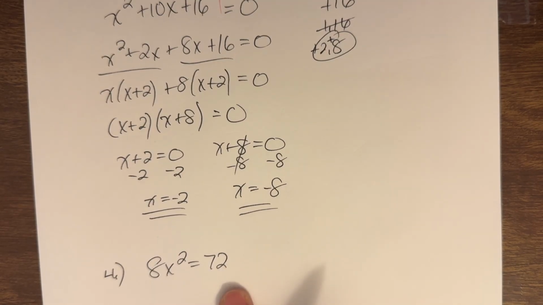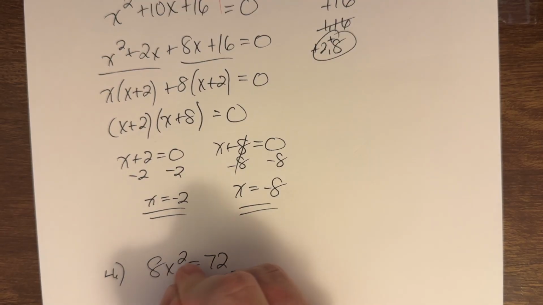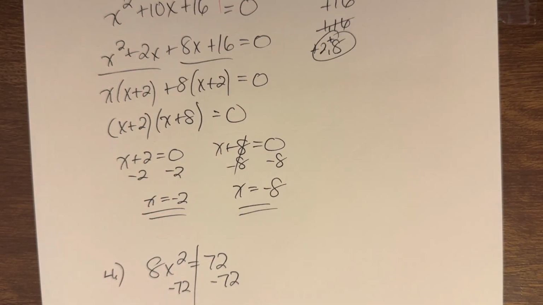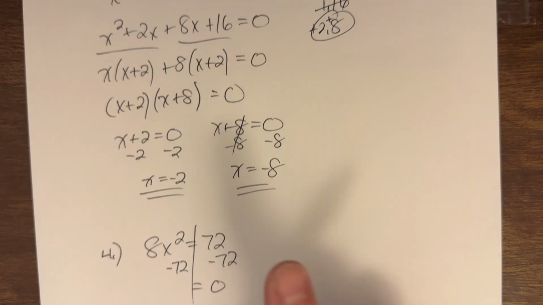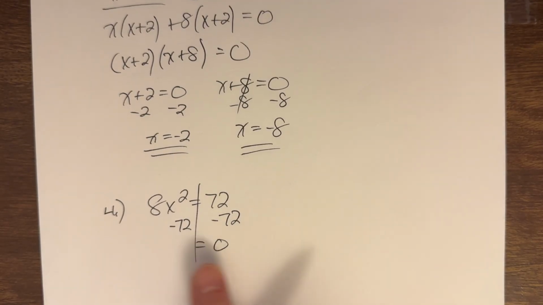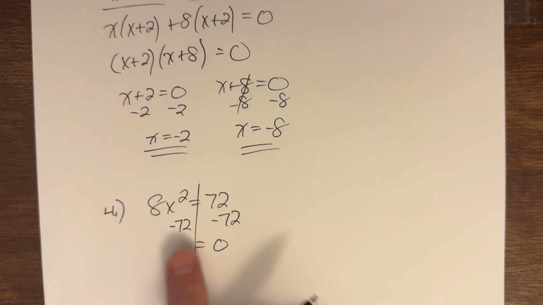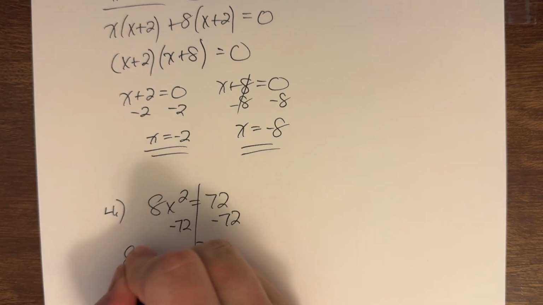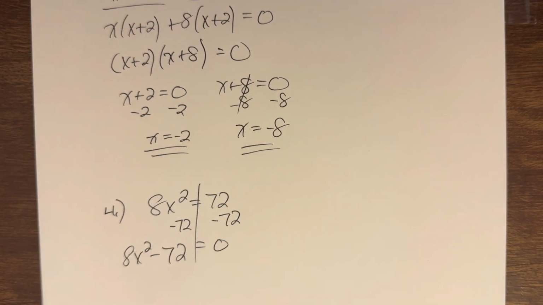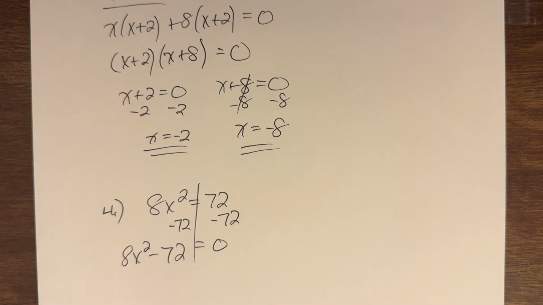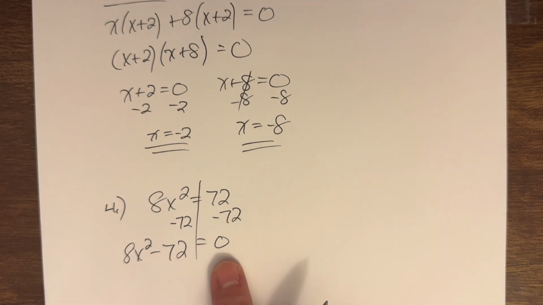I'll once again stick with the right side. This side is already positive. I'll do a minus 72 on both sides. On the right side, it cancels. There's my 0. On the left side, I'm trying to not line these up because they're not like terms. It's an 8x squared minus 72. That's the best I can do. Now I have it equal to 0.